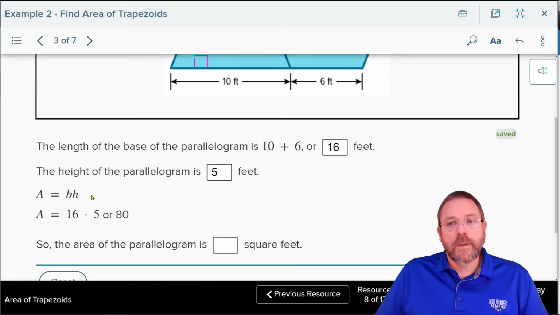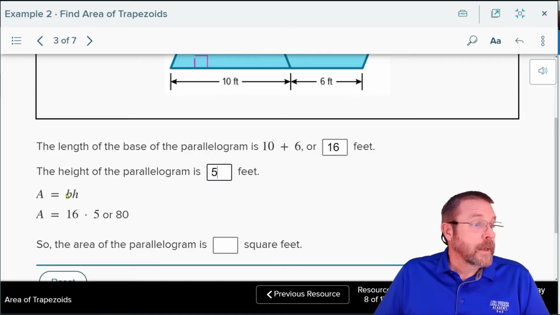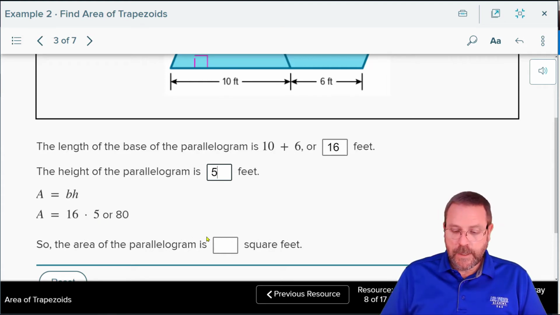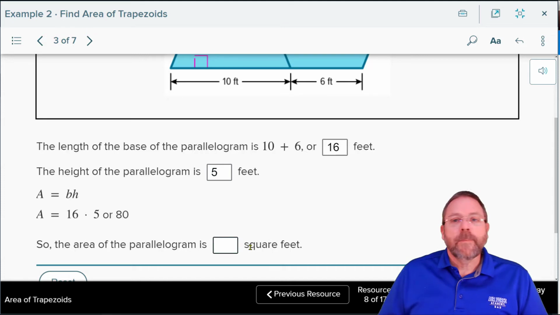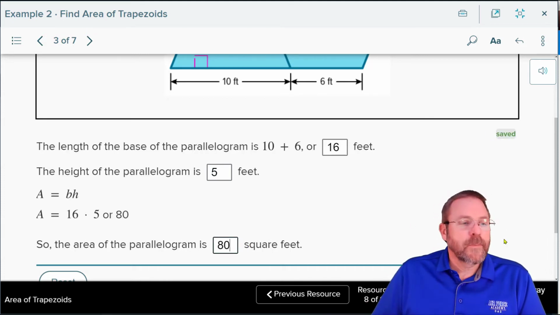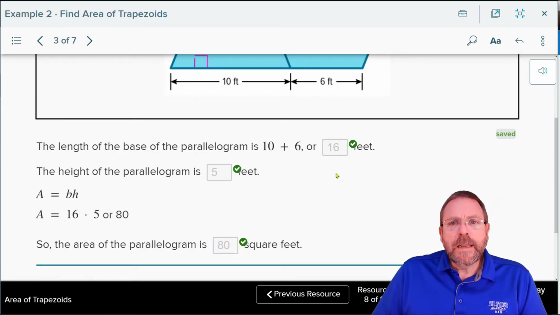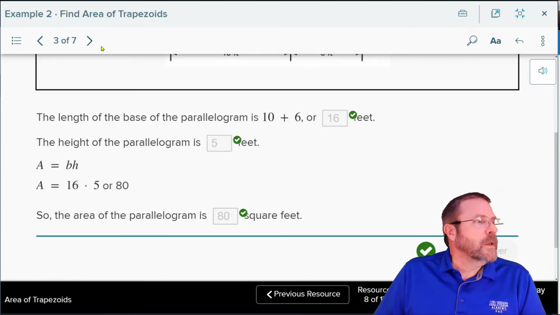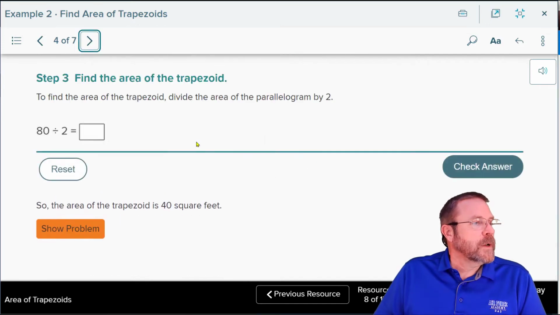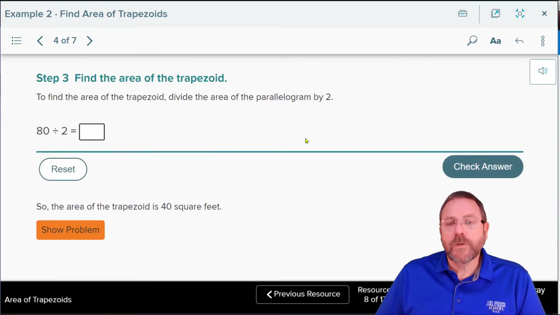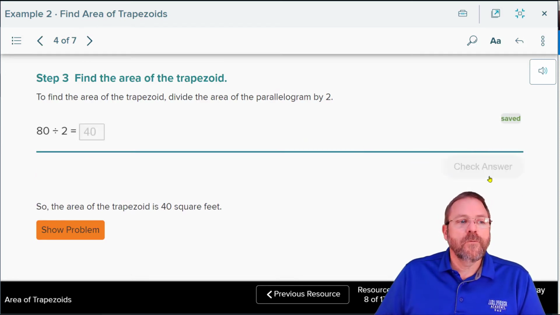And so using the not big kid math approach to solving this, you would say that the 16 feet times the 5 feet, the base times height, is going to equal 80. That means the area of the parallelogram that was made by merging the two trapezoids together is going to be 80 feet squared. But we don't need the entire parallelogram. We only need one of the trapezoids, and that means we're going to take that 80 feet squared, divide it by 2, and that's going to give us an area of 40 feet squared for each one of those trapezoids.